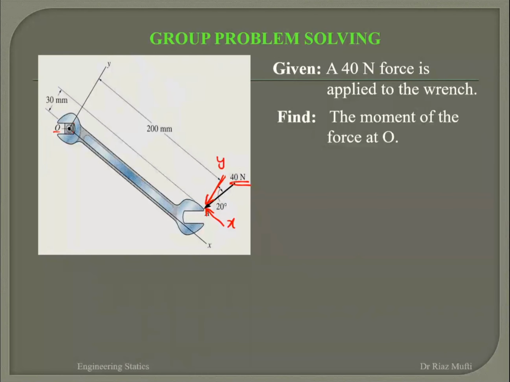For the y one, I've got this force line multiplied by this perpendicular distance, which is already given, that's here. And for the x, I've got this force line and its perpendicular distance, which is given here. So let's look at the solution.